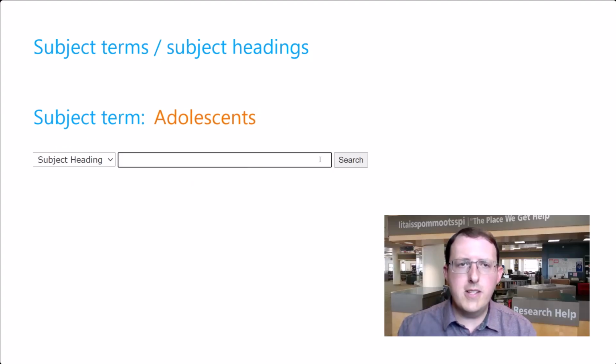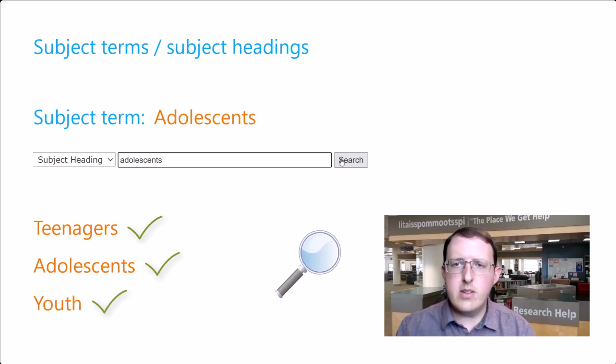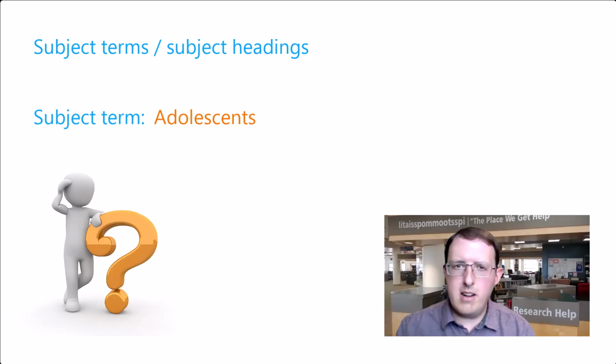If we run a search for the subject term adolescence, we should retrieve everything in the database about that concept, whether the authors use the word adolescence or another word like teenagers, teens, or youth. This can be a great time saver. But how do you know what the subject terms are? How would you know, for example, that it's adolescence and not teenagers?